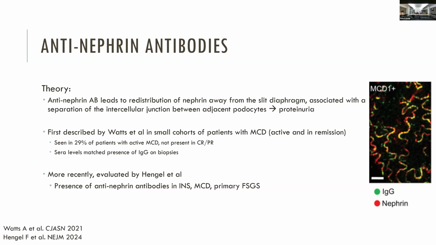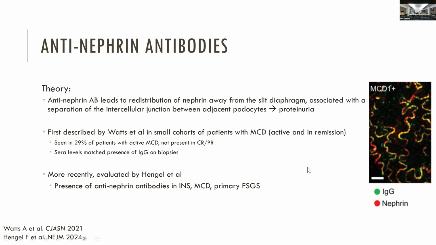So basically this group at Harvard took sera and biopsy tissue from patients with active and in remission minimal change disease, and they saw the presence of anti-nephrin antibodies in 29% of patients with active minimal change, but it wasn't present in the sera once they were in complete remission or partial remission. And the serum levels matched the presence of IgG on the biopsy. So you can see the IgG and the nephrin co-localizing on these biopsies.